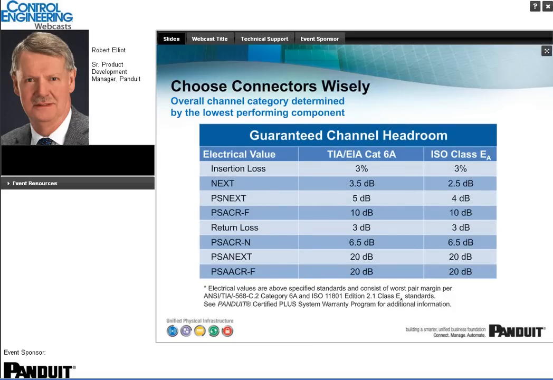Choose your connectors wisely. This diagram here is rather difficult to understand, but what it shows is the kind of performance criteria that are considered in those component standards, the 568 C.2 and C.3 we mentioned, and various parameters are talked about here. Insertion loss, of course, is a measurement of the attenuation of that cable. And then next, near-end crosstalk shows how much energy is going from one pair within the cable to another pair.